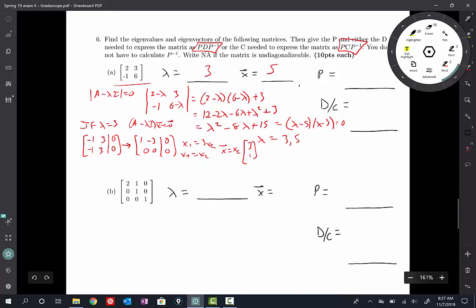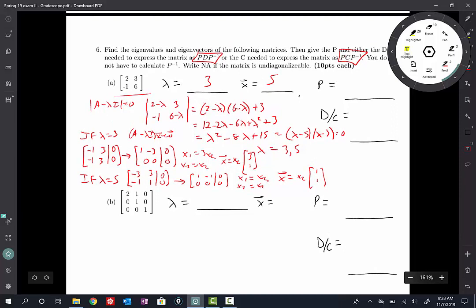Now I've got to find my second eigenvector, so if lambda equals 5, well, then I plug that in, subtract 5 on the diagonals, I get negative 3, 3, negative 1, and 6 minus 5, which is 1. Once again, not surprised that they're multiples of each other. This is going to simplify to this form. My equations are going to be x1 equals x2, and x2 is free. Looks like my second eigenvector is going to be 1, 1.